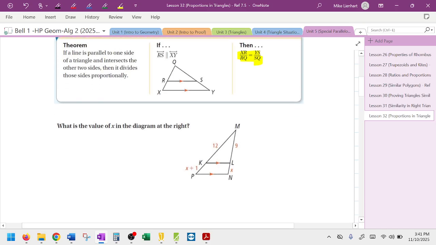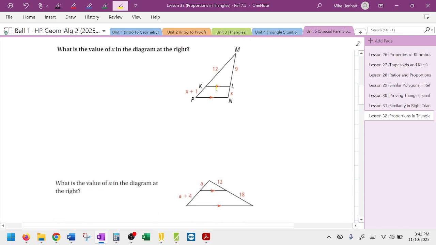Okay, so if I see these two parallel sides, this is a little triangle and a big triangle, basically, think of it this way. Then I know that these two sides, PM and NM, get split up proportionally. So I'm going to write the proportion. X plus 1 over 12 has to equal X over 9. Now, as we've seen, there are a multitude of ways we could write this, but it still has to come out to be this. I'm going to execute the theorem as it said. Piece over piece equals piece over piece.